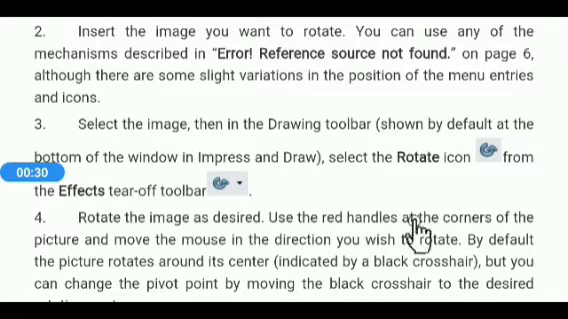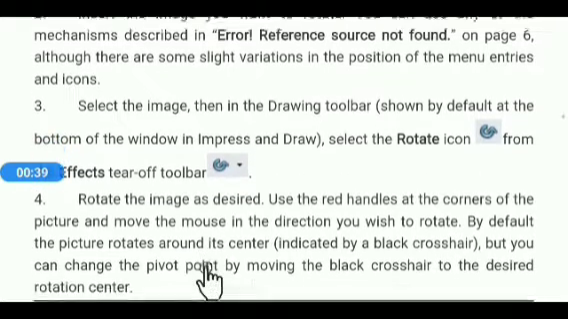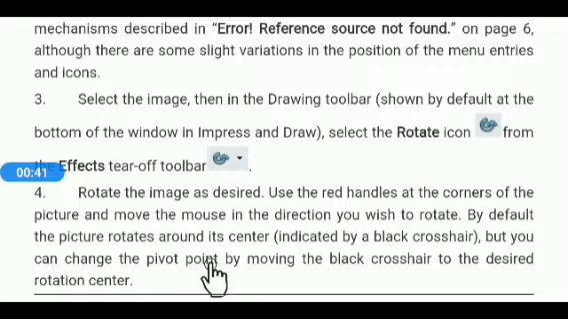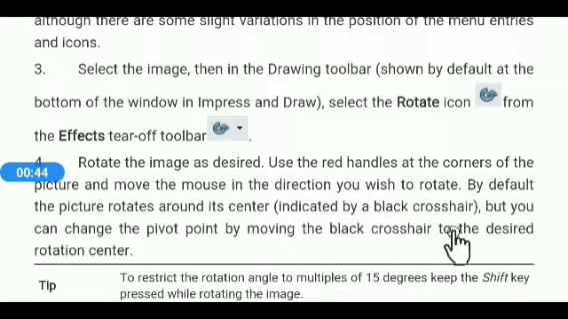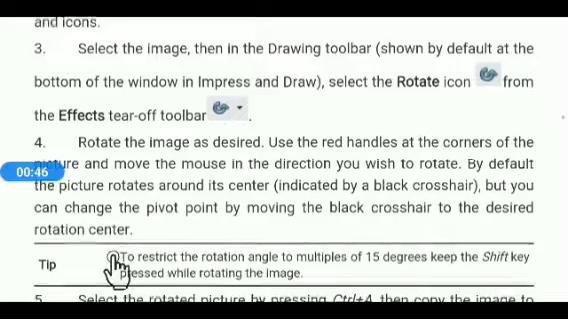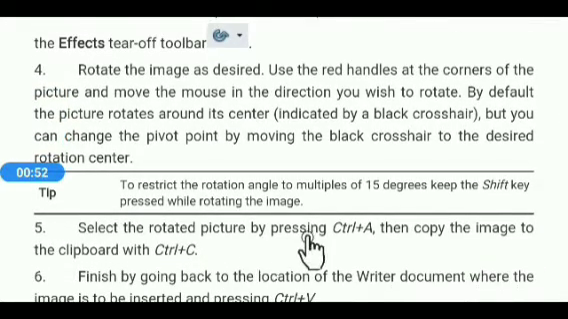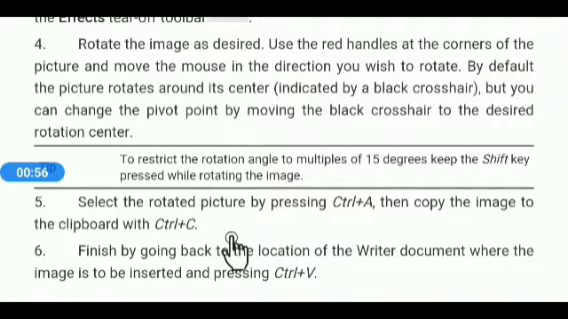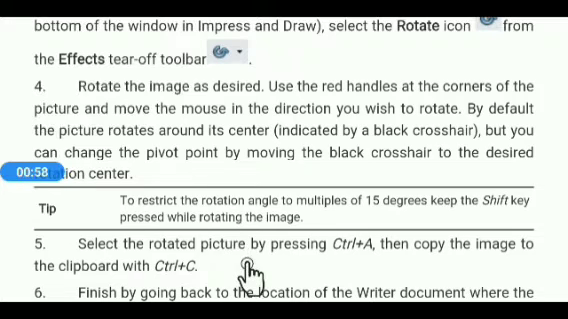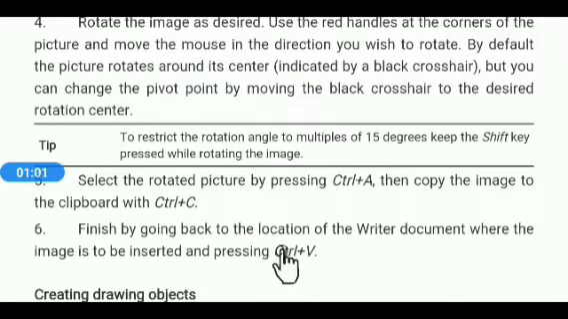For this, use red handles at the corner of the picture and move the mouse in the direction you wish to rotate. By default, the picture rotates around its center, but you can change the pivot point by moving the black crosshair symbol to the desired rotation center. Then select the rotated picture by pressing Ctrl plus A, and then copy the image by pressing Ctrl plus C. Then place the cursor where you want to insert the image and press Ctrl plus V shortcut.